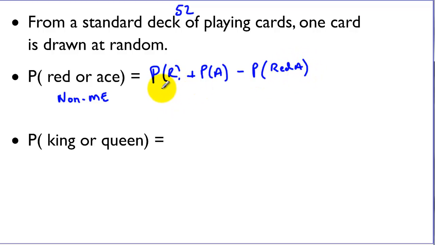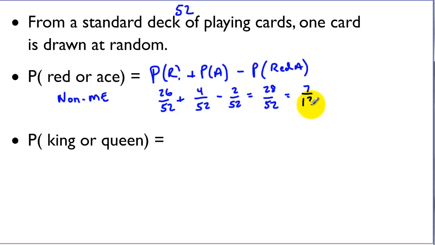So the probability of red, half the cards are red, so that's 26 out of 52. And the probability of an ace, there are 4 aces in the deck, so that's 4 out of 52. And there are 2 red aces in the deck, so we have to subtract that. So we get 28 out of 52, which we would then want to reduce. We could divide that by 4, so we get 7/13 as our probability as a fraction.